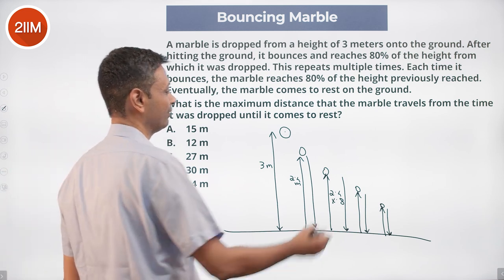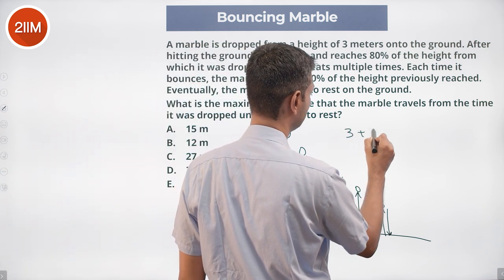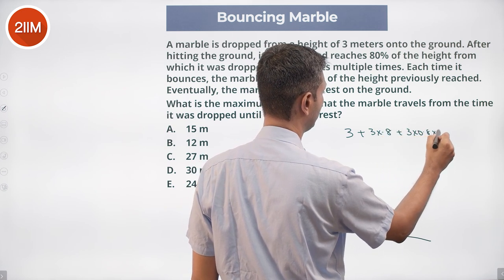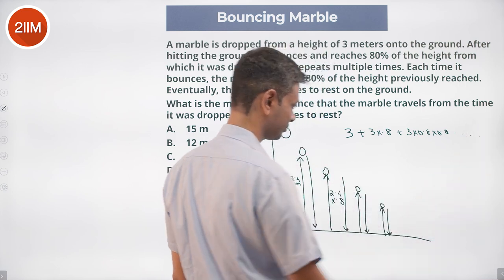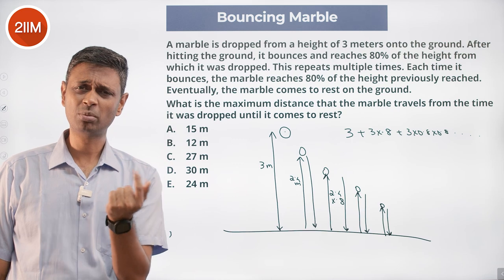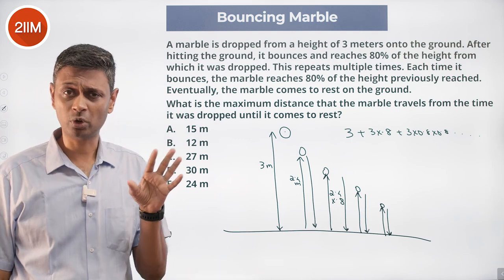What are we adding? We're adding 3 plus 3 into 0.8 plus 3 into 0.8 into 0.8, and so on. Not just a geometric progression, it's an infinite geometric progression. We know the formula for that. We add that all up, we get the overall distance.